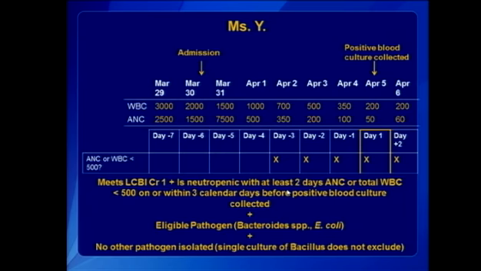Number 3 is correct. Remember that this patient meets criterion 1, had a pathogen recovered from blood culture with no other recognized source, and was neutropenic with at least 2 days of ANC or total WBCs less than 500. We identified that within 3 calendar days before or on the day of blood culture, and we've identified that. The organisms were all eligible pathogens, Bacteroides and E. coli, and there were no other organisms recovered. The single culture of Bacillus does not exclude because it doesn't meet criteria for an LCBI. So this patient meets criteria for MBI LCBI 1.